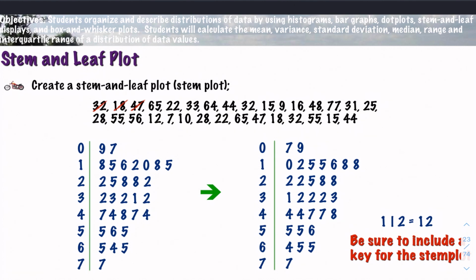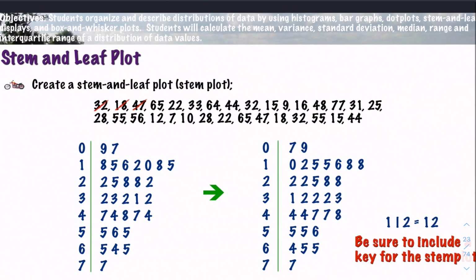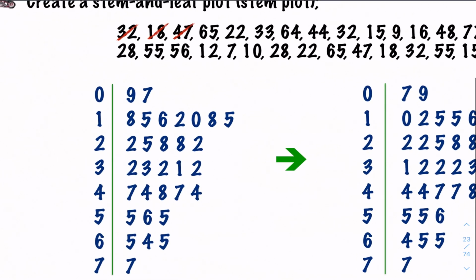So I'm going to fly through this, but you can see that we go 0, so our single digits, 10s, 20s, 30s, 40s, 50s, 60s, and 70s for this data set. And if you record them as they're written, we have 9, then we have 7, and then we have 18, 15, 16, 22, 12, 10, 18, and 5, and so on and so forth.